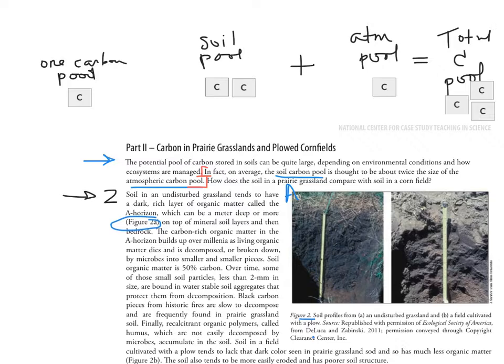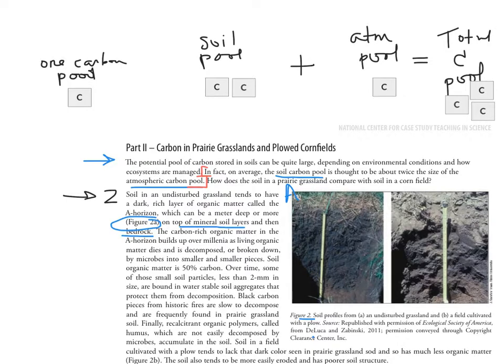Now, if you don't know what an A horizon is, please go back and review the Bozeman Science video that we had on soils. It gives you the different soil horizons. The A horizon is the one that we're most concerned with here, which is a meter deep. It has a top of mineral soil layers and then bedrock surrounding it here. So it's kind of a sandwich type of situation.